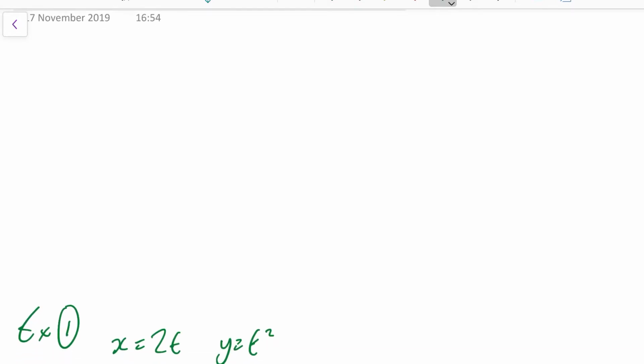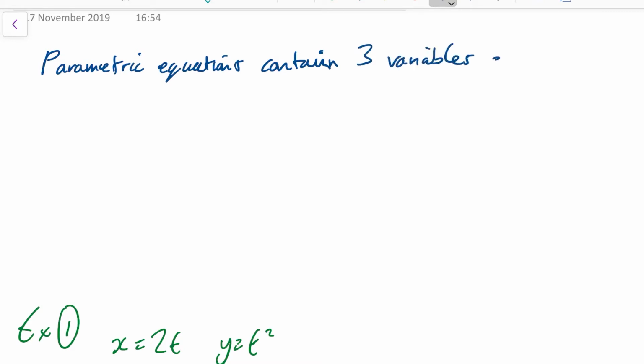In this one, we're going to be looking at something from the Edexcel book 2, which is parametric equations, and a bit of an intro to those. So, firstly, let's just take a look at what a parametric equation is. So, the first thing, parametric equations contain three variables but only describe a 2D graph. It's not a 3D graph in this case, even though it's got three variables.